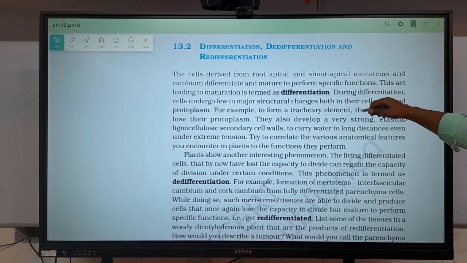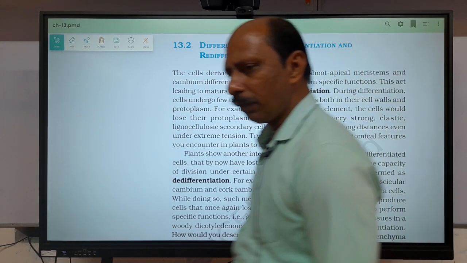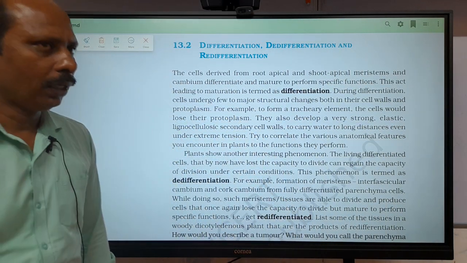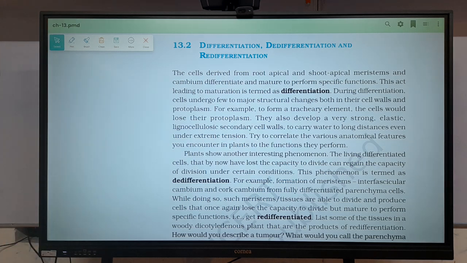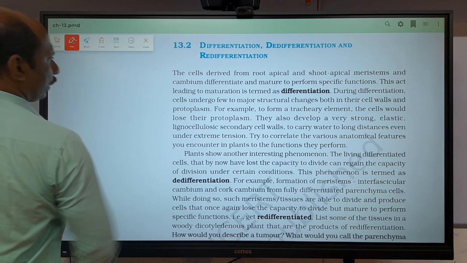Now here: differentiation, de-differentiation and re-differentiation. What is differentiation, what is de-differentiation and what is re-differentiation? So here I am going to tell you about it from this example.